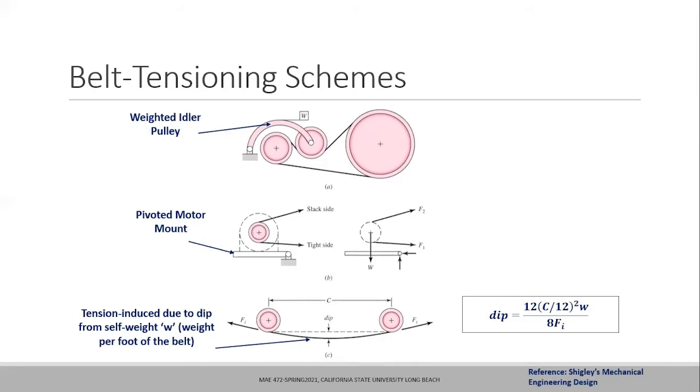Okay, so on all of the 3 schemes, whether the weight comes from the idler pulley, the pivoted motor mount, or the weight of the belt itself, you will see that the initial tension is being maintained throughout the service of the belt drive. That is important because without the proper amount of initial tension, the belt drive will not be able to transmit the desired design torque from the driven side to the driving side. So that is the most important part about the belt drive.